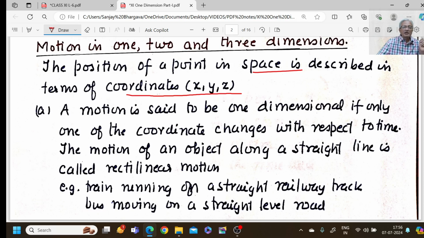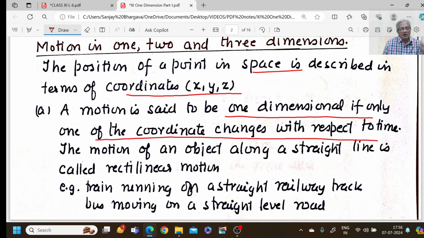A motion is said to be 1-dimensional if only one of the coordinates changes with respect to time. That means either the x coordinate changes or the y coordinate changes or the z coordinate changes. So remember, if one coordinate changes with respect to time, the motion is said to be 1-dimensional. The motion of an object along a straight line is called rectilinear motion.